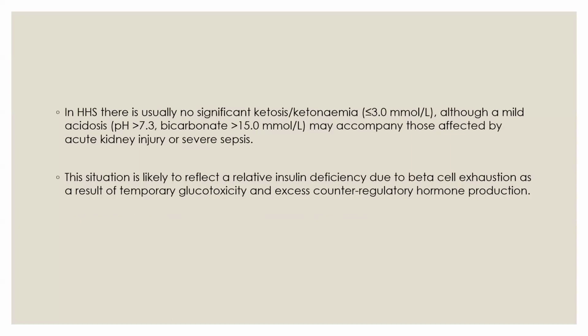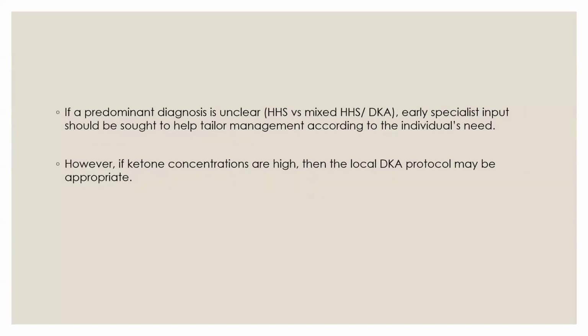Therefore, to prevent significant neurological damage, HHS requires less aggressive fluid resuscitation and slower glucose lowering than diabetic ketoacidosis. In hyperglycemic hyperosmolar syndrome, there is usually no significant ketosis or ketonemia, although mild acidosis may accompany those affected by acute kidney injury or severe sepsis. This situation is likely to reflect a relative insulin deficiency due to beta cell exhaustion as a result of temporary glucotoxicity and excess counter-regulatory hormone production.